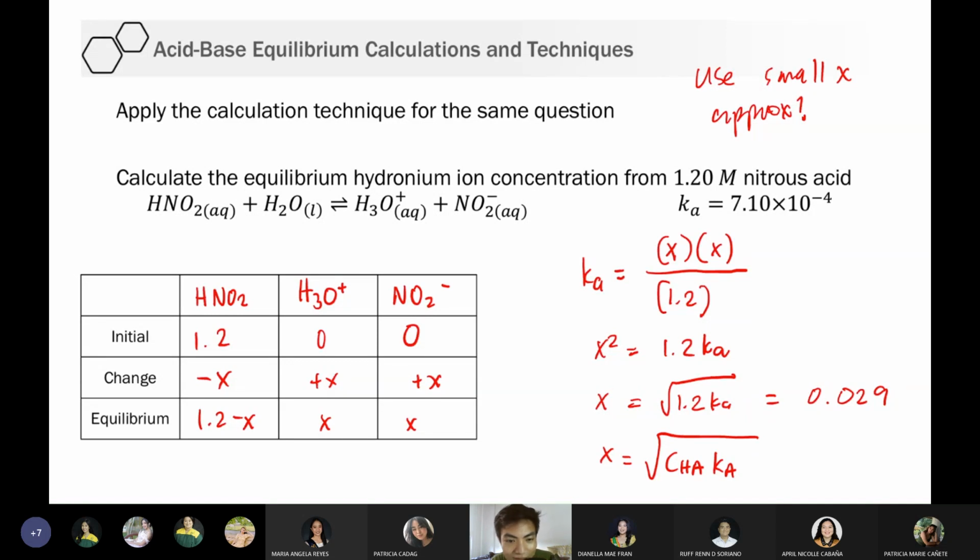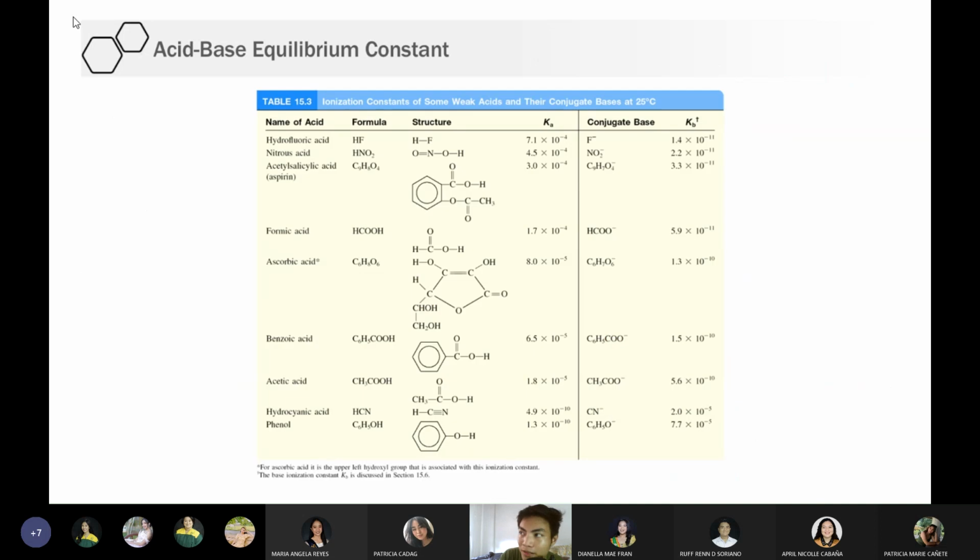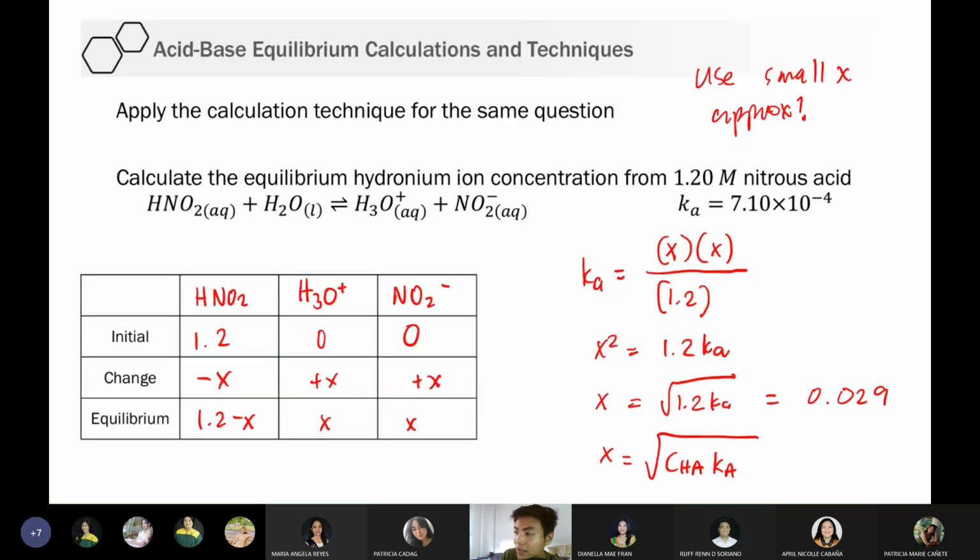Sir, paano po pag hindi given yung Ka? Kapag hindi given yung Ka, no? So, di ba may listahan tayo ng Ka dito last time? Ito. So, pwede nyo tignan itong mga table na to. So, dito kasi nakalista yung mga Ka values natin. Given to, don't worry. No. Hindi pwedeng hindi given yan kapag pinapasolve yung equilibrium concentration. Okay. So, naka-table naman sila. So, pwede nyo i-check dito kung ano yung value ng Ka. Then, yung concentration ng acid, that must be given as well.